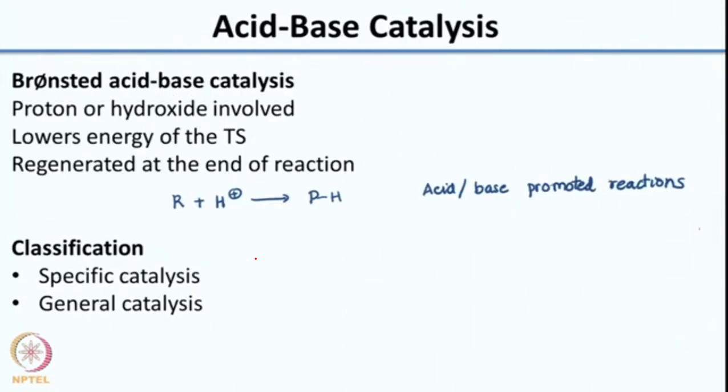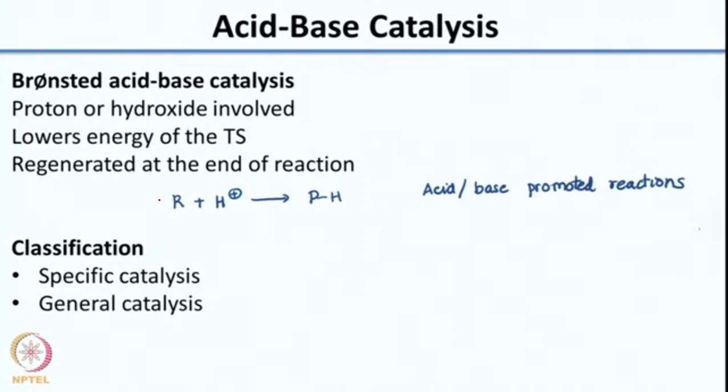Now let's talk about the Bronsted acid base catalysis. So all of you know that proton or hydroxide are involved in Bronsted acid base catalysis. So this Bronsted acid catalysis lowers the transition state energy, right, and is regenerated at the end of the reaction, that is called catalysis. This is the definition.